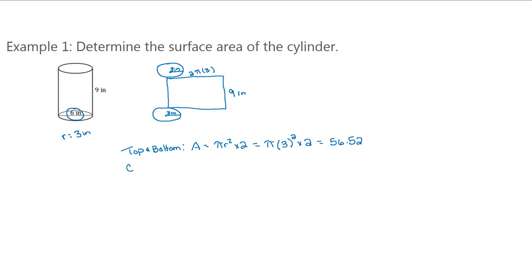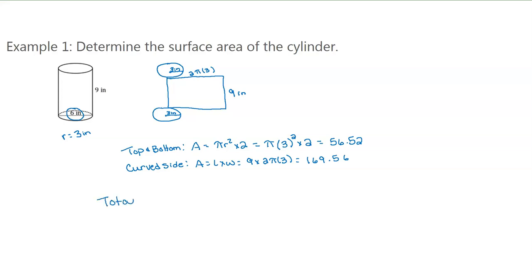Now let's do the curved side, which is essentially a rectangle. So that's length times width. So we know that the length, or like the height, is 9, and we said the width is 2 pi r, which is 2 pi times 3. So we just need to multiply all these values together. 9 times 2 times pi times 3. You should get 169.56.